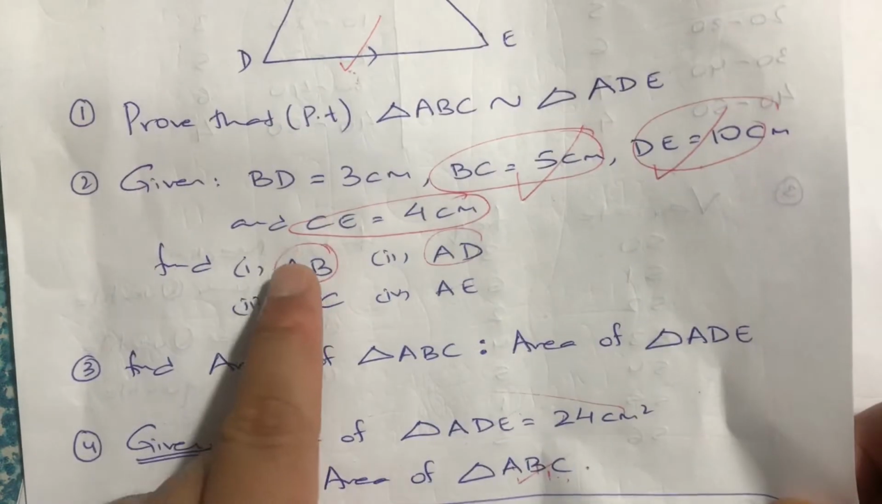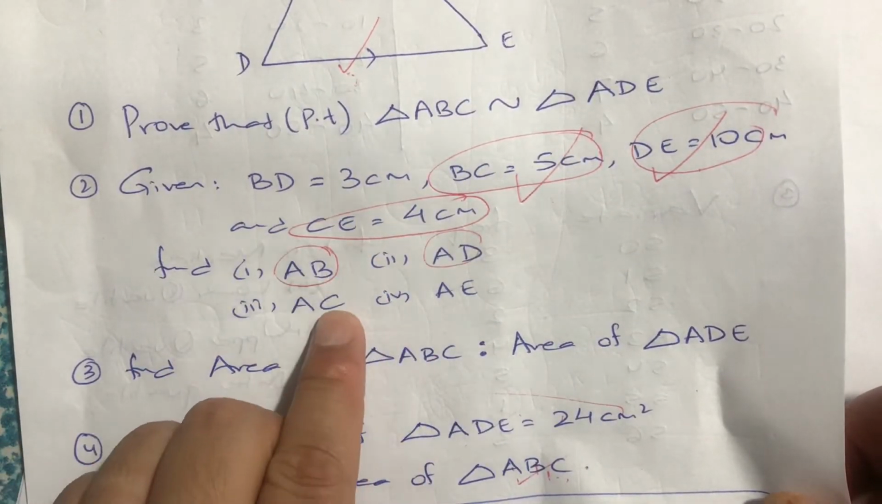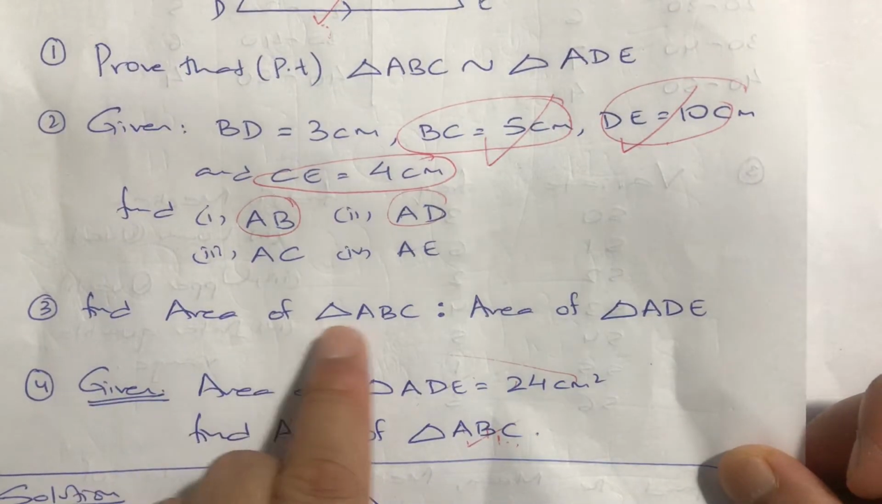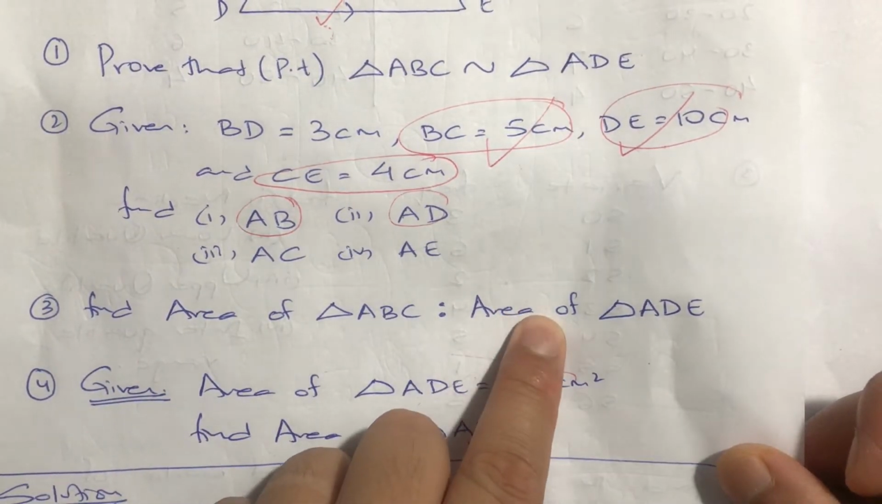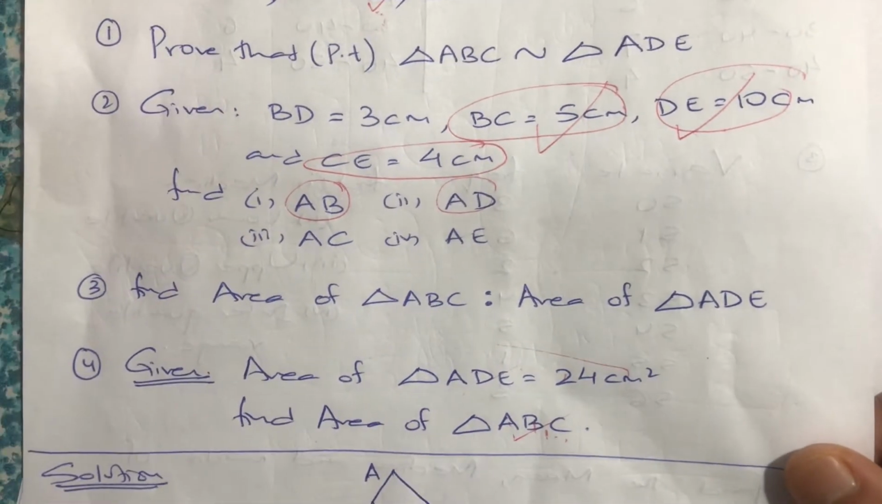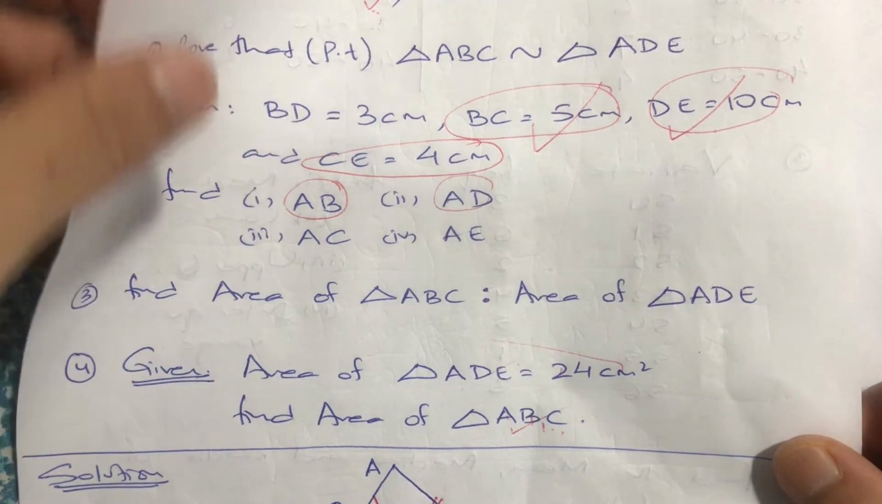Where we talked about how to prove them similar, then how to find the different sides using the corresponding sides proportional, and then how to find the ratio of the two areas, and then supposing if the area of one triangle is given, how do we find the area of the other triangle. So that is what we've done.